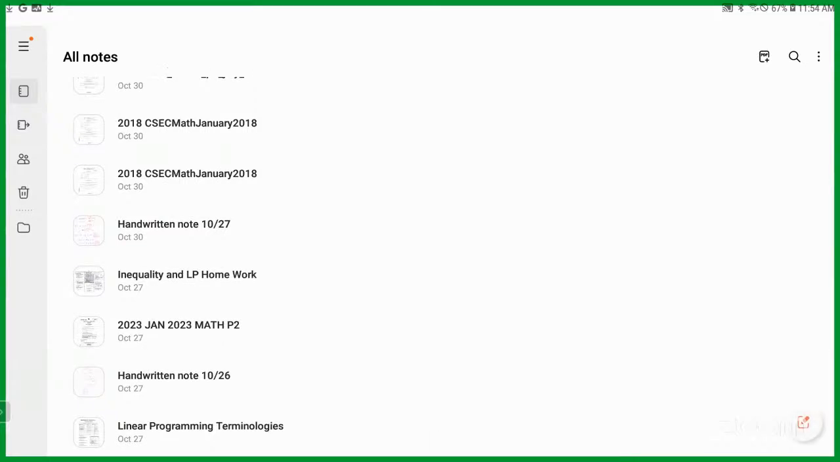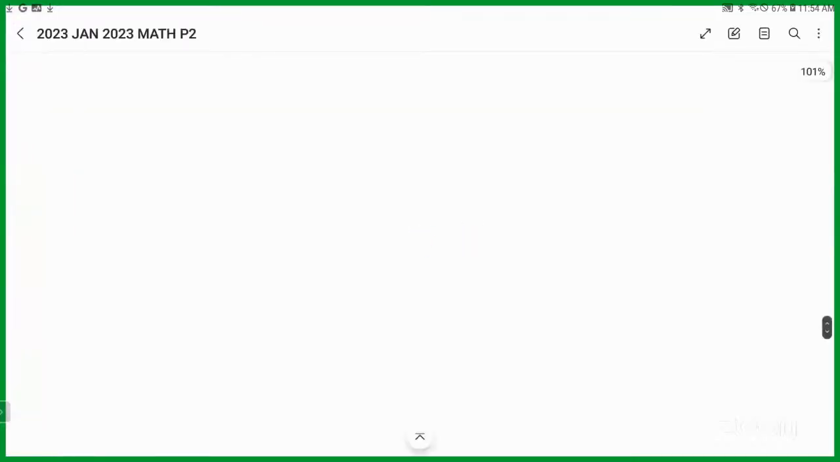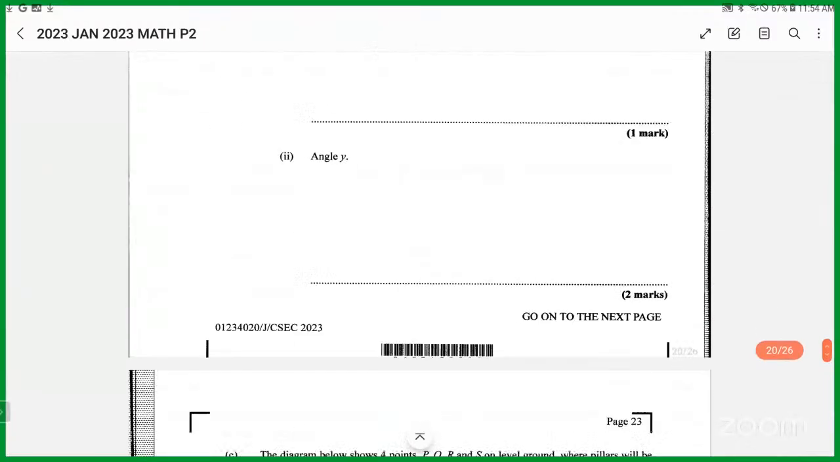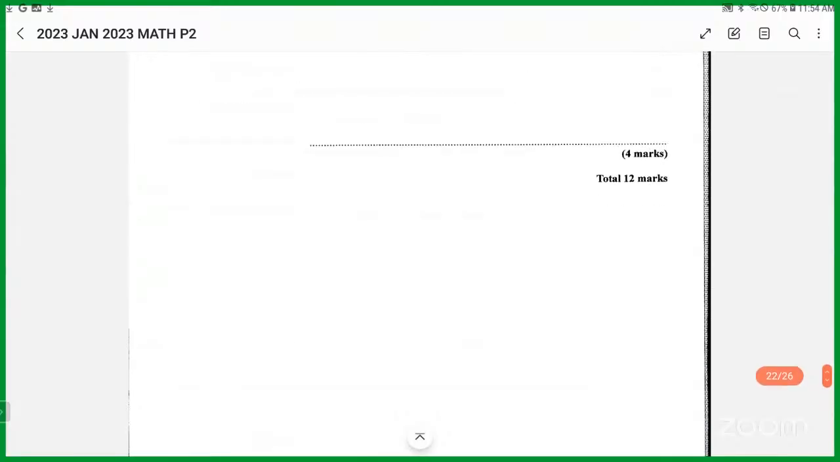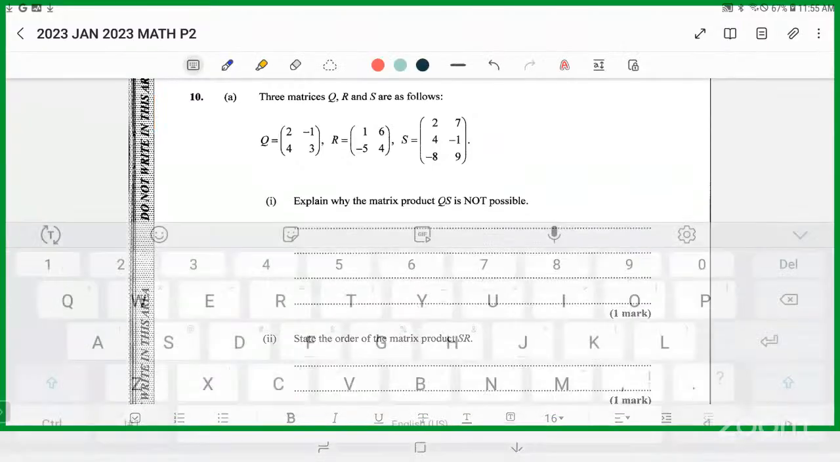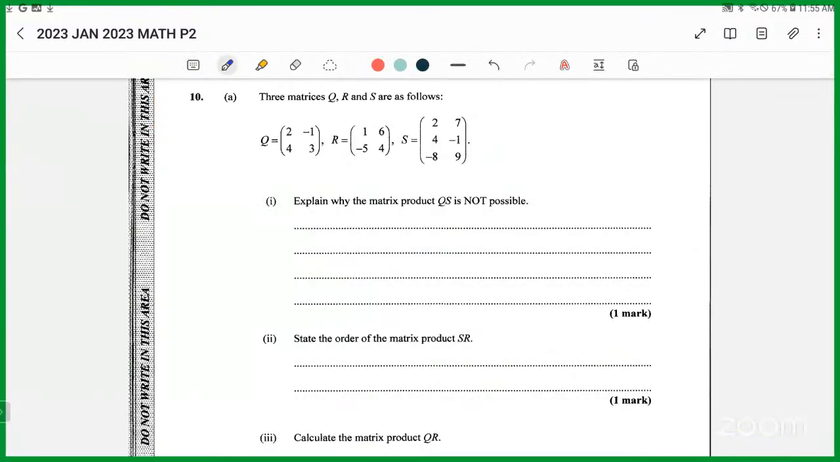January 2023. Let's try this one. Alright, here's one. It's a nice one we could do. Not gonna keep it very long today, guys, because this is really very easy. Really easy topic. It says 3 matrices Q, R, and S are these.